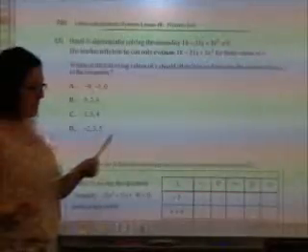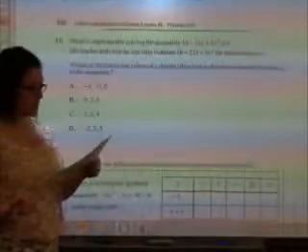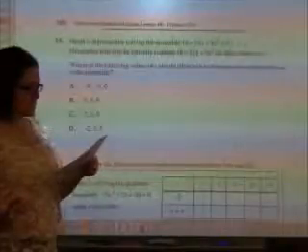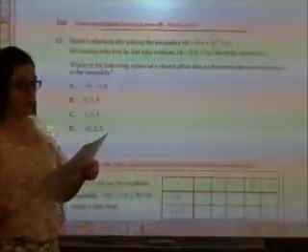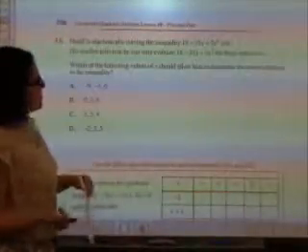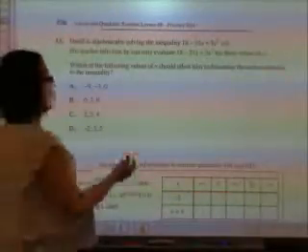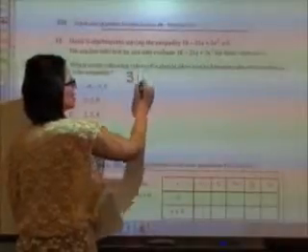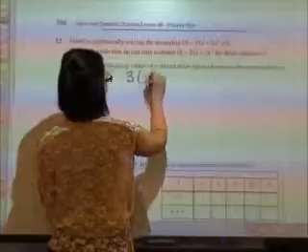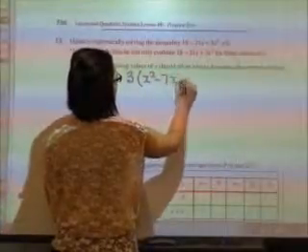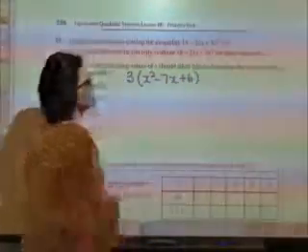So if I look at this, what I would want to do is factor this out. And if I was factoring this out, I would probably rearrange this. I would take out a 3 to start off with, and I would rewrite this as x squared minus 7x plus 6.